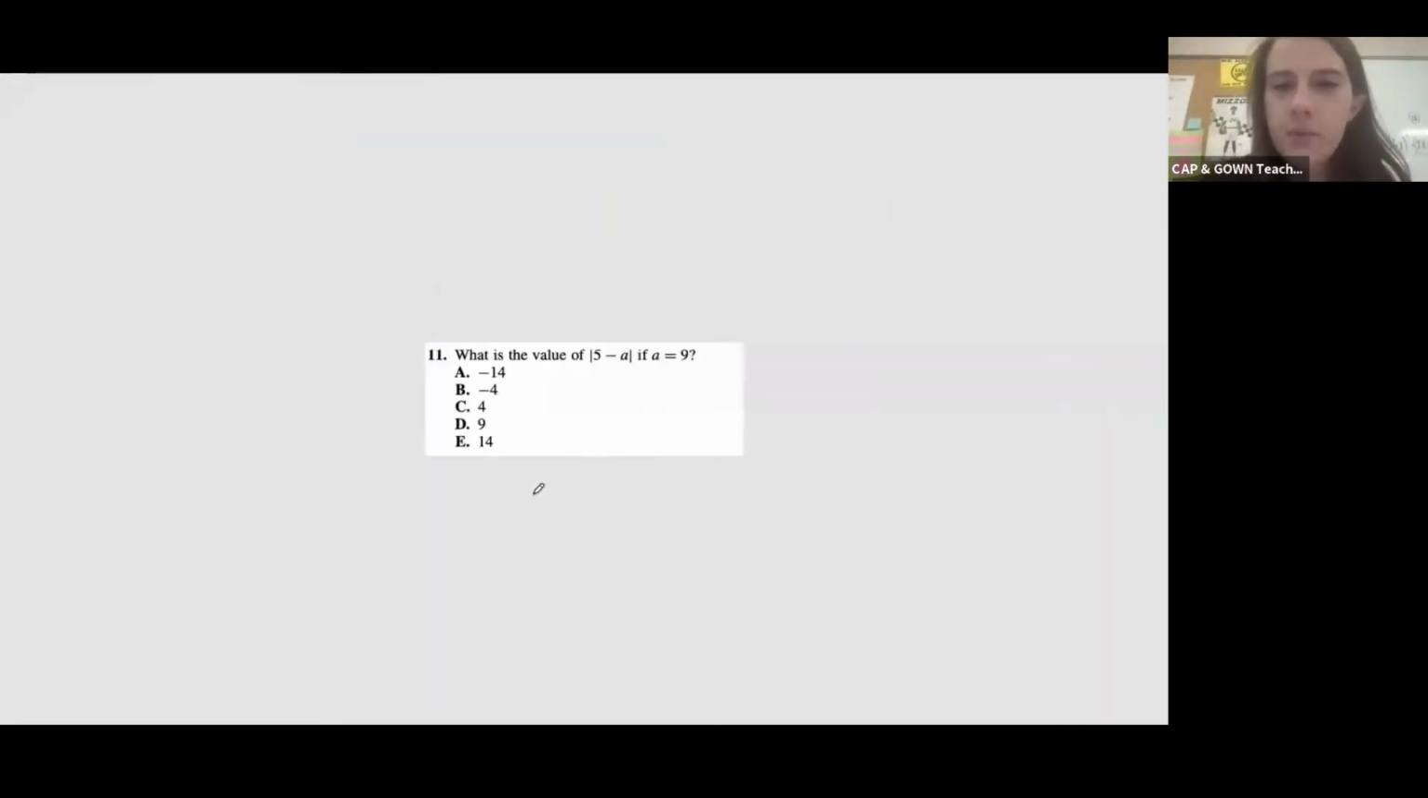Okay. Oh, this one's smaller. Okay, so it says, what is the value of the absolute value of 5 minus a if a equals 9?